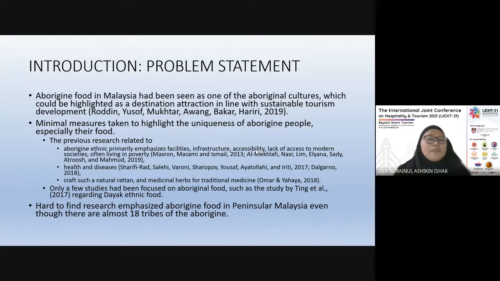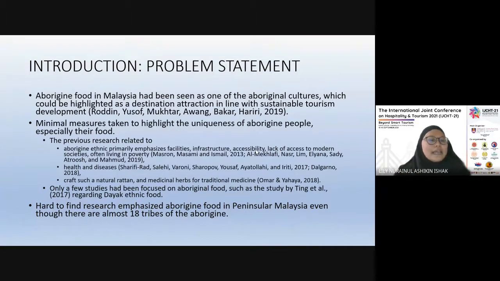As for Omar and Yahya in 2018, their focus is on crafts, such as natural rattan and medicinal herbs for traditional medicine. Therefore, only a few studies have actually focused on Aboriginal food, such as the study by Ting et al. in 2017, which focused on Dayak ethnic food.